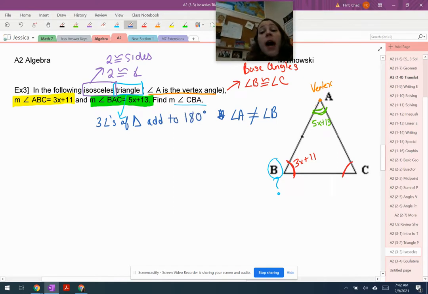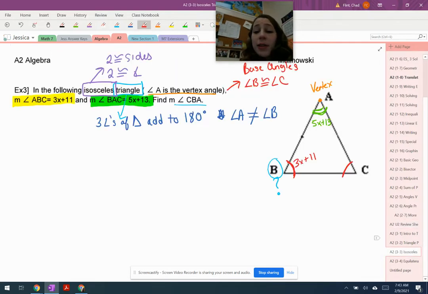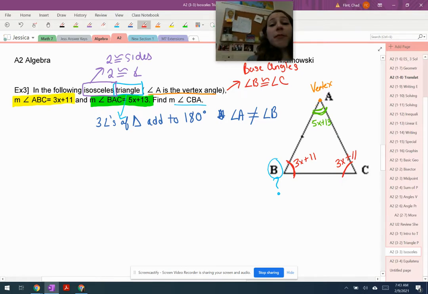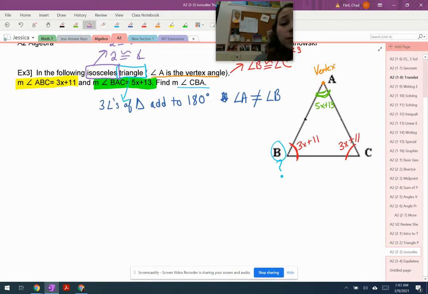So I know, like we said up here, that angle B is congruent to angle C, which means I can label angle C with that 3x plus 11, just like I did angle B. Now I have expressions for all three of my angles that I can add up and set equal to 180 to find x. So that's what we're going to do.